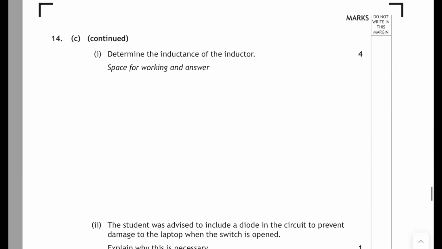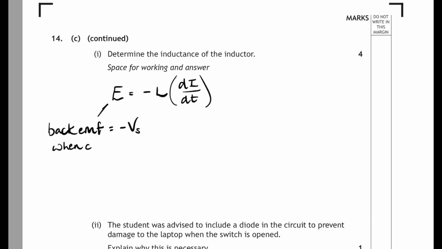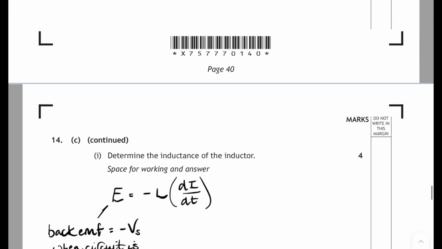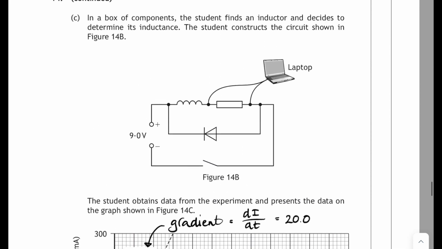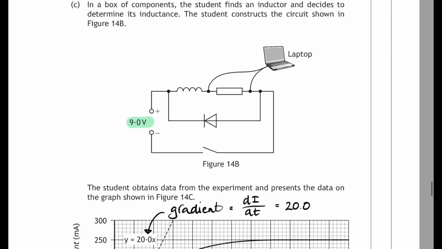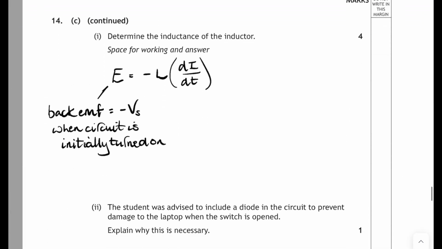And then we've to determine the inductance of the inductor. So that's L we've to find, and we know di by dt from the graph. So the relationship we're looking for here is E equals minus L di by dt, where E is the back EMF produced across the inductor, and the size of that EMF is equal and opposite to the supply voltage when the circuit is initially turned on, and that supply voltage is 9 volts, so the back EMF at the instant when it's turned on will be minus 9 volts.